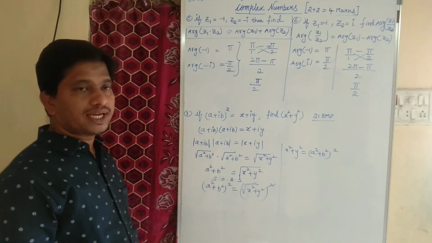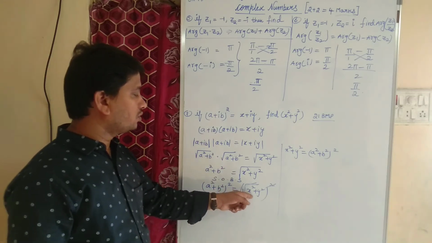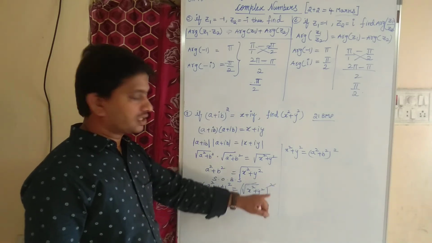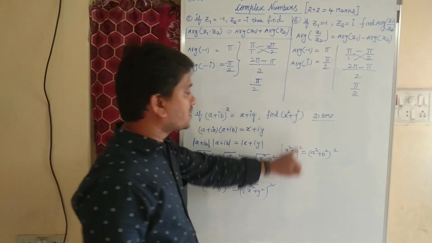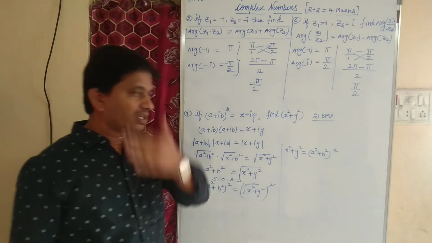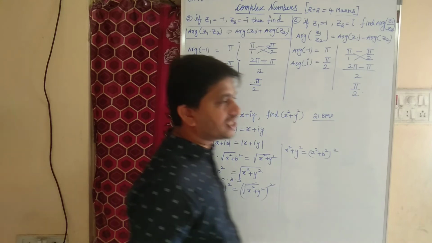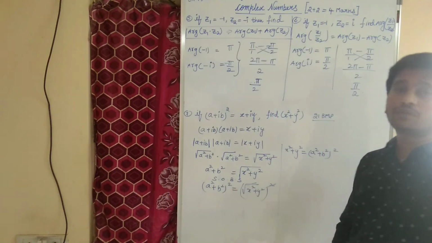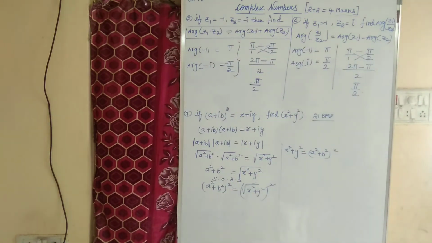Again squaring on both sides, a square plus b square whole square equal to root over x square plus y square whole square. The square root gets cancelled. Therefore, x square plus y square equal to a square plus b square whole square. So these three sums are the most important sums. Children, you have to practice.